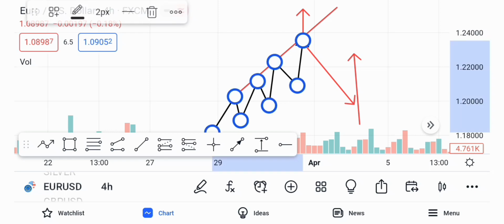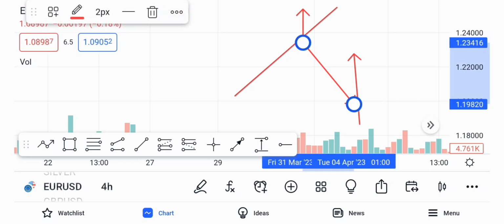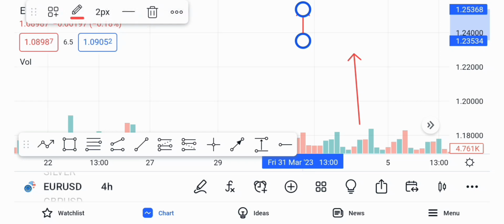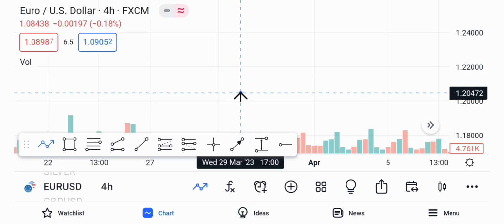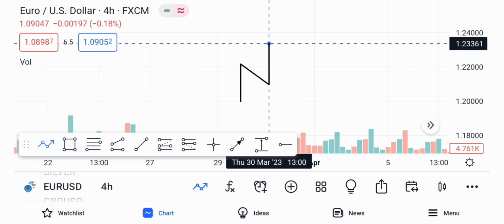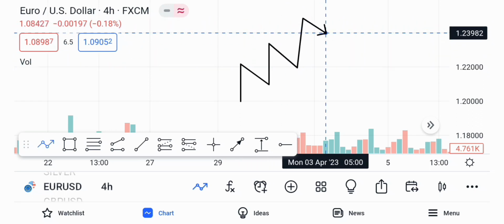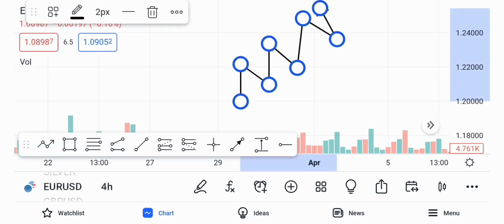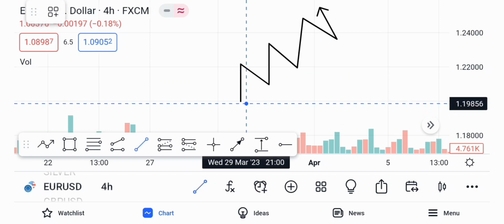So now, let me show you the difference between a ranging market and a trending market. First of all, let me show you what a trending market is. We say a market is trending only if the market is going in a certain direction, upwards or downwards. As you can see in this example, the market is trending upwards.